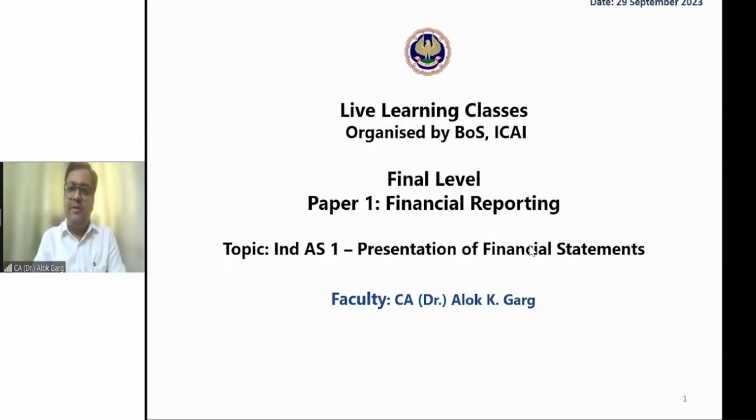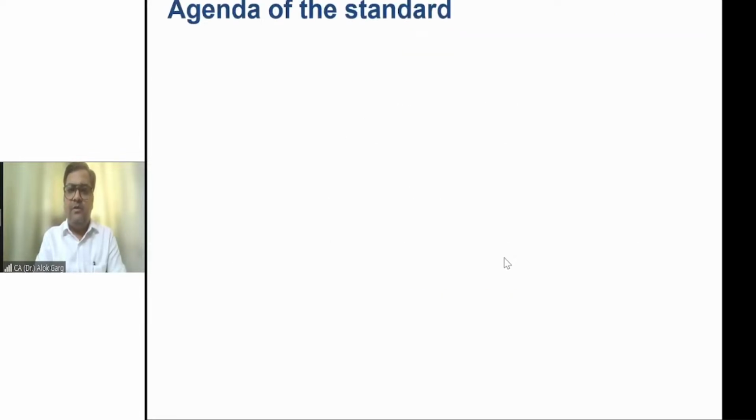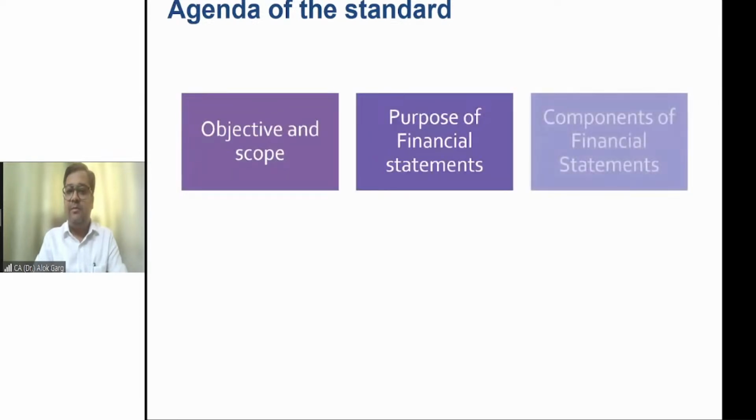And today we are going to discuss the second and the last class on Ind AS 1, Presentation of Financial Statements. So friends, in the last class, we discussed the agenda of the standard. The standard talks about the objective and scope, why the standard exists, what the purpose of the financial statement is, and what the components of the financial statement are. One of the important points this standard takes care of.